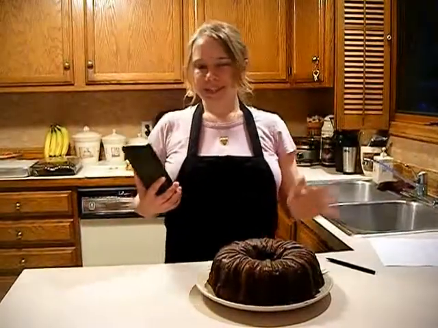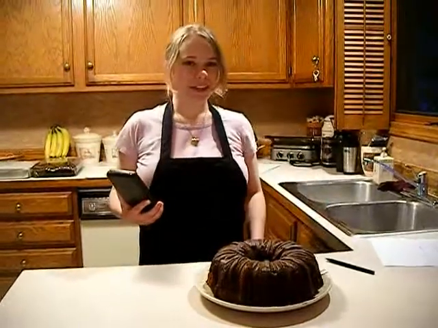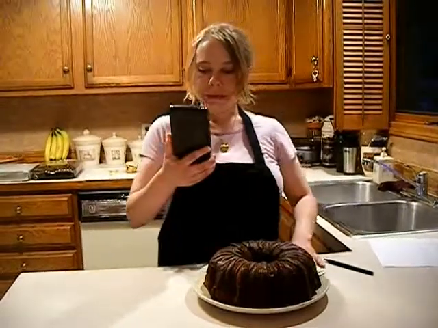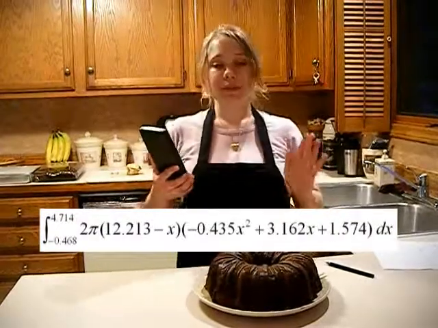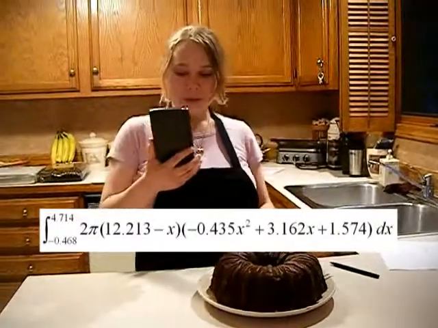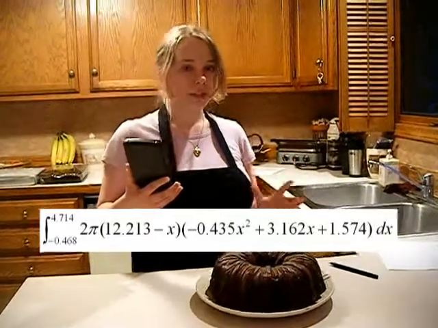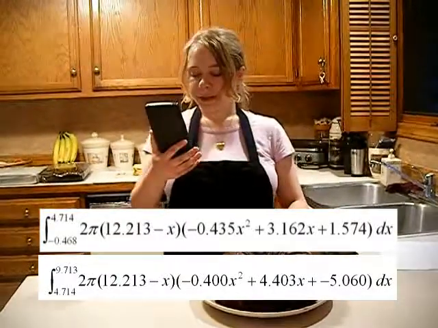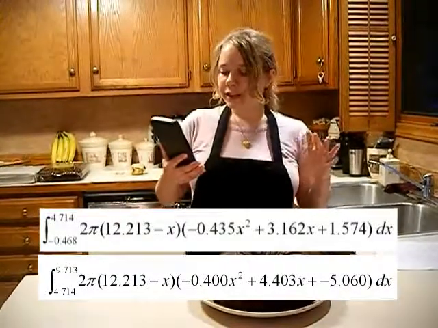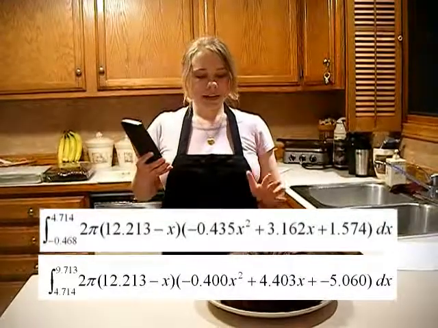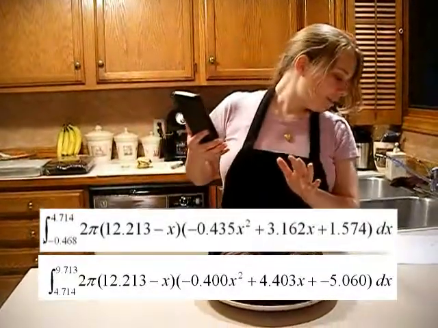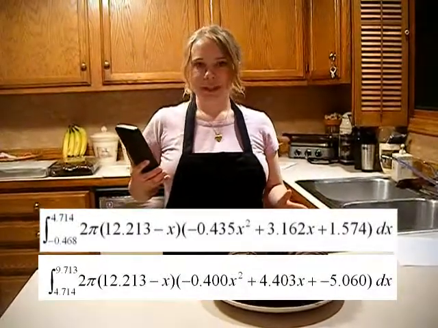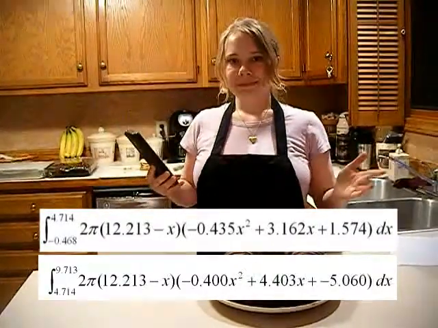The thing we actually have to enter into the integral is the equation for the surface area of the cylinder, which, remember, we have two regression lines. So the first integral will go from negative 0.468, because that's where my regression line crosses the x-axis, to 4.714, because that's where the two regression lines cross. The second integral will go from 4.714 to 9.713. And then what's inside the integral is 2 pi times the radius, which again is the line 12.213 minus the x value. Then we multiply by the y value, which is just the regression line.